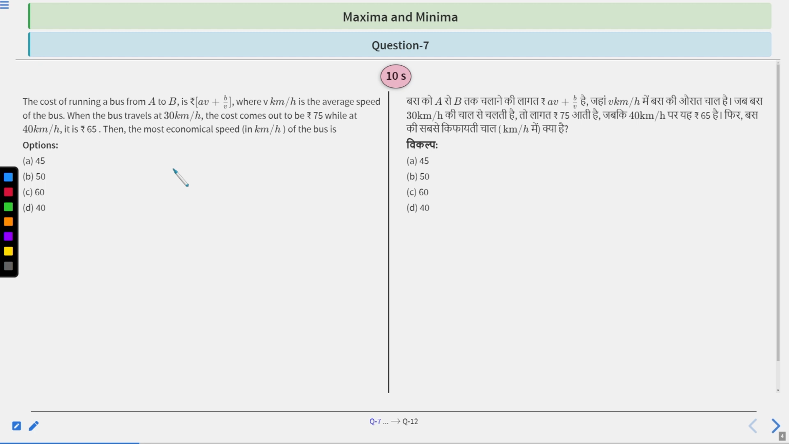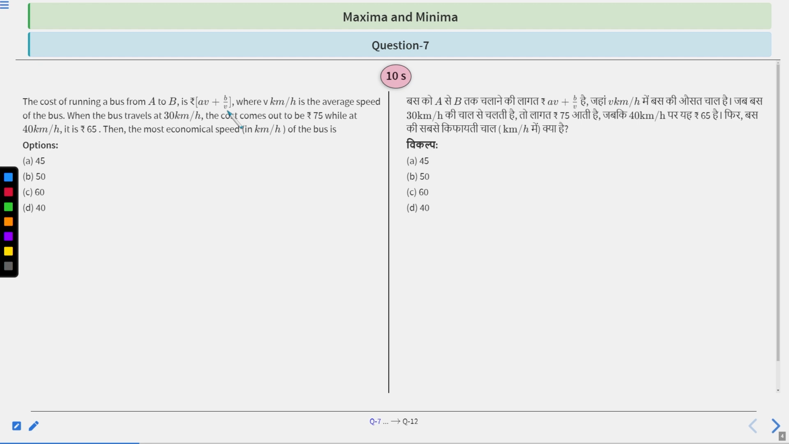The cost is given in terms of V, right? And also the cost at different speeds is given, right? At 30 it is given 75 and at 40 it is given 65, right? So after putting the values, we'll get two equations having variables A and B, so we can easily find the value of A and B, right? And C, the cost of bus is basically AV plus B by V. Clear? So we have to find the most economical speed, right?